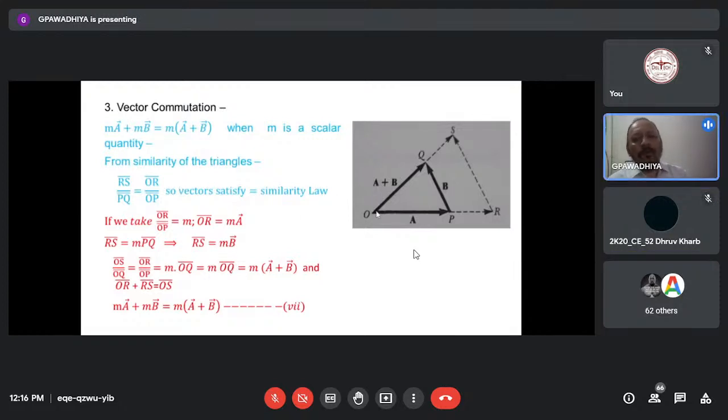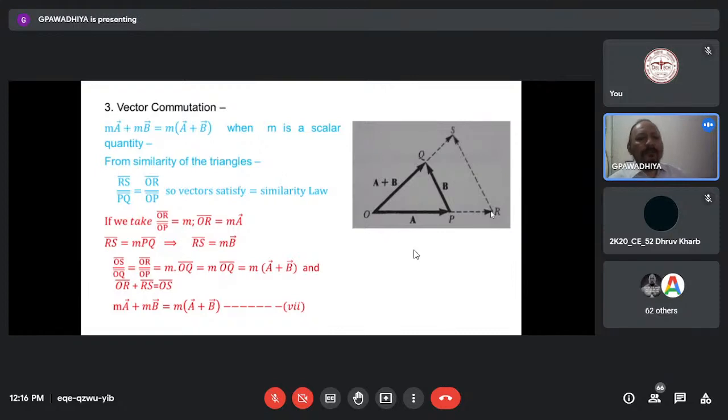So here what do we do? Say we have two vectors A and B. OP is representing vector A and PQ is representing vector B. So OQ is A plus B. Now what do we do in this case? In the vector A, we multiply some scalar value M, and it is a positive value. So OP gets extended. Its magnitude gets modified, but direction remains the same because it's a positive number. So OP gets extended to OR.